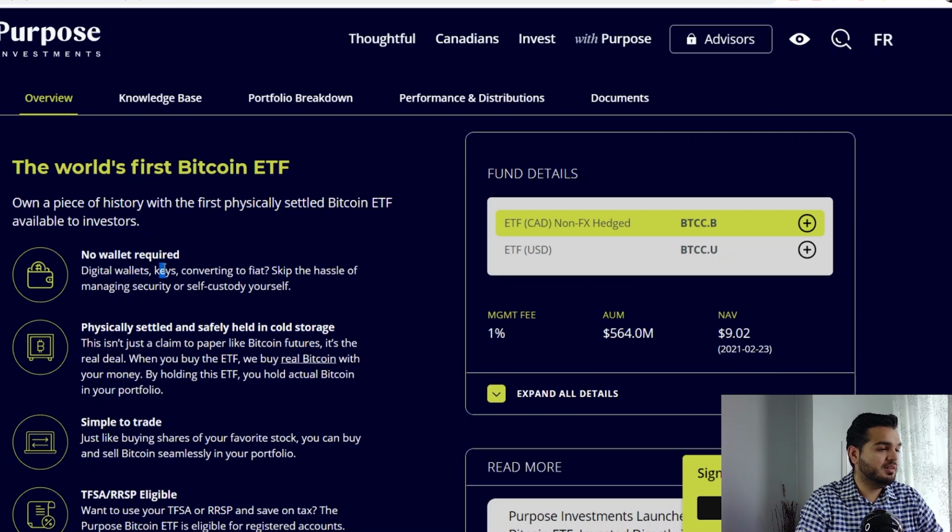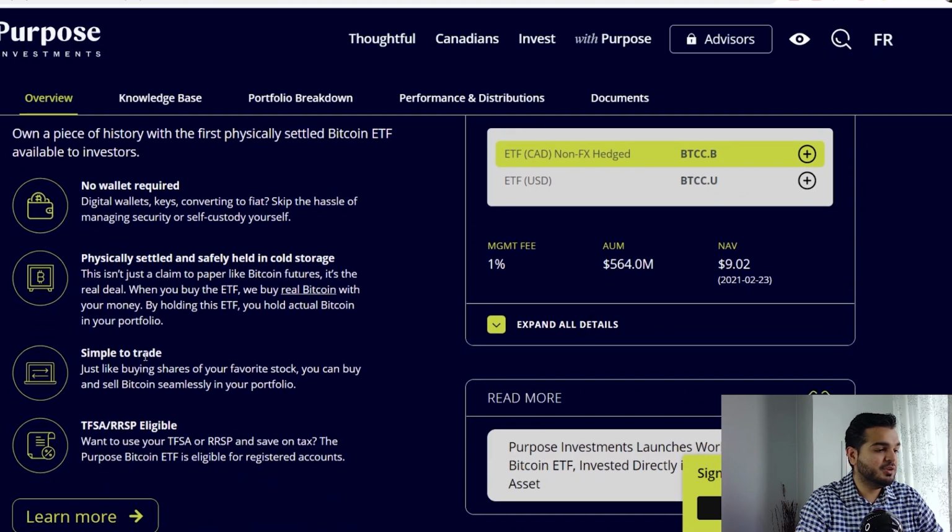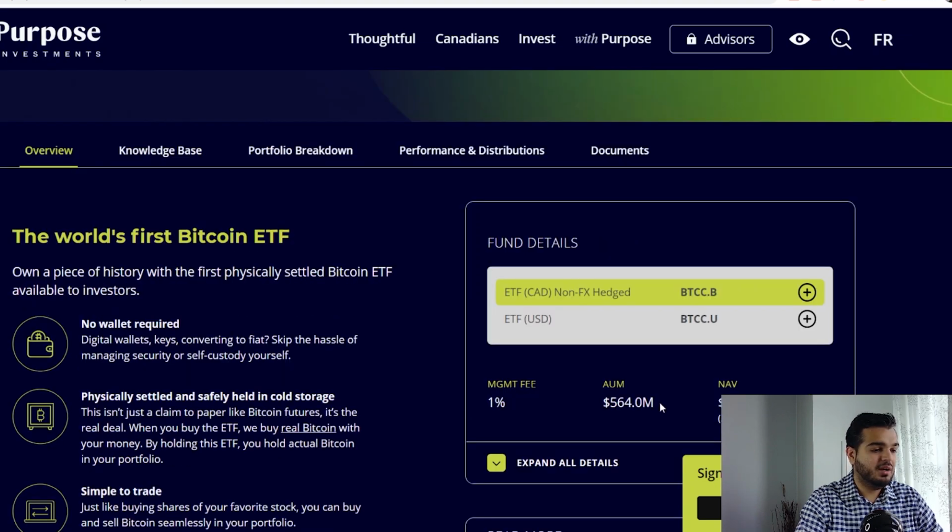You're not looking for your digital wallets, keys, or converting fiat currency. It's physically settled and safely held in cold storage. It's simple to trade, and one of the cool features is that it's TFSA and RRSP eligible. So you can get the benefit of Bitcoin's growth tax-free in a TFSA or on a tax-deferred basis within an RRSP. This ETF went live a few days ago, and it already has $564 million of assets under management. It is one of the fastest growing ETFs right now.